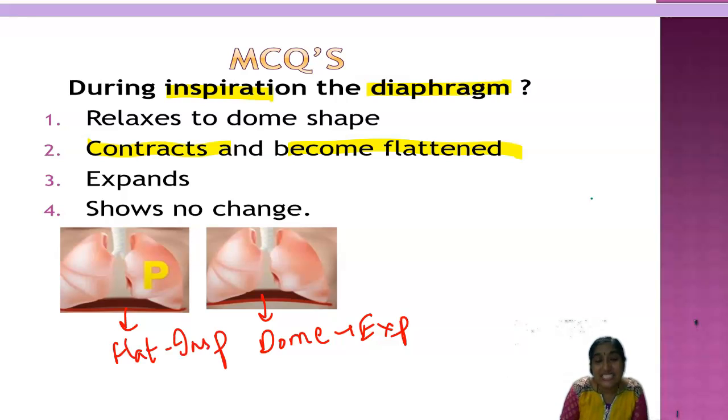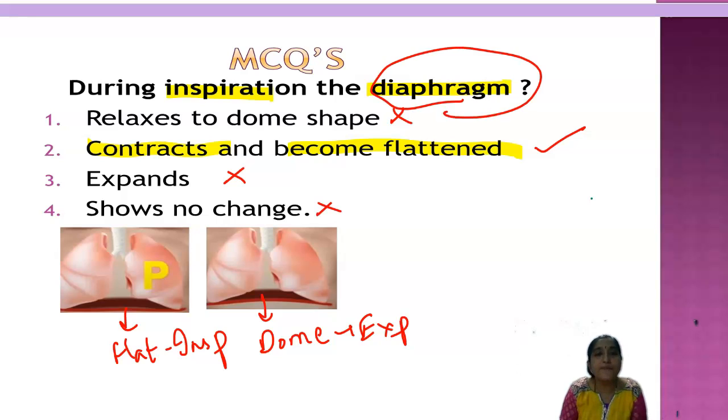Now, the first option is relaxes to dome shape. No, that is during expiration. The second one is correct. The last option is no change. No, there is change. Your diaphragm during inspiration contracts. So option 2 is correct. Now, let's move on to the next question.